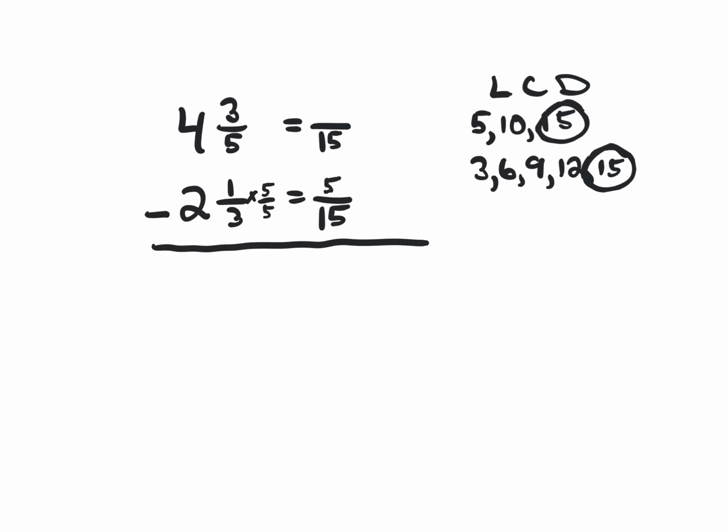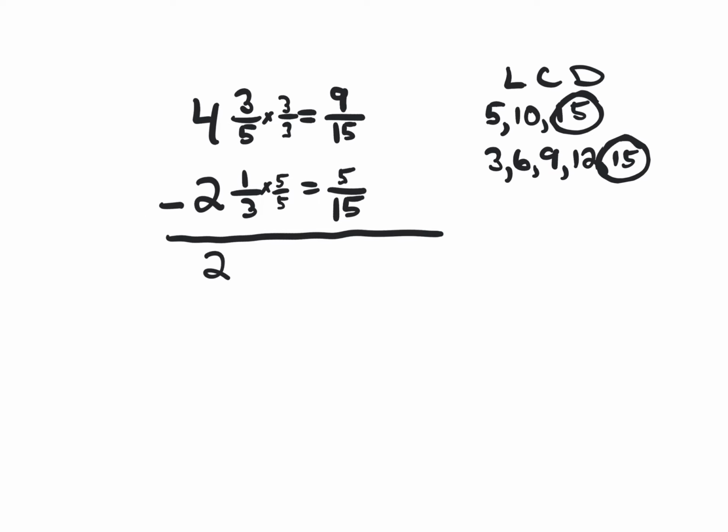And up here, how do you get from 5 to 15? Multiply by 3. So that's going to be multiplied by 3/3. So 3 times 3 up top is 9. Okay, now we are subtracting. So 4 minus 2, if we look at the whole numbers, equals 2. 9/15 minus 5/15. We still keep the same denominator. Now we do subtract the numerators. 9 minus 5 is 4. So we end up with 2 and 4/15.